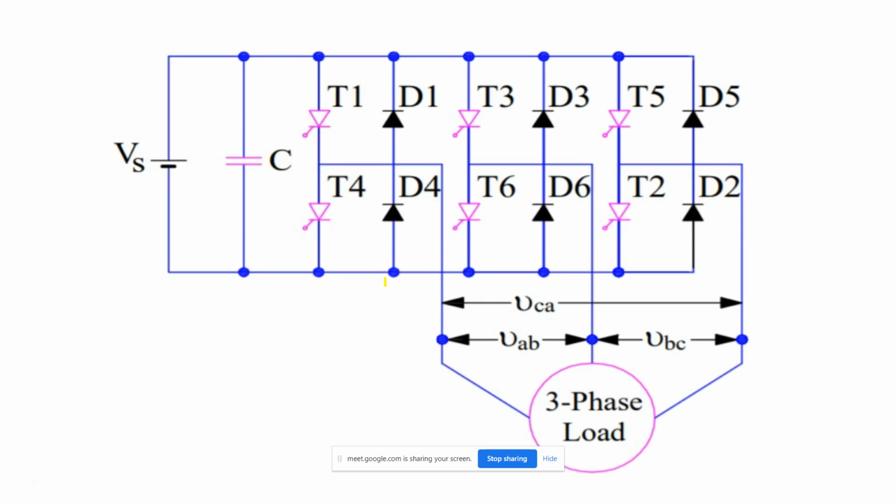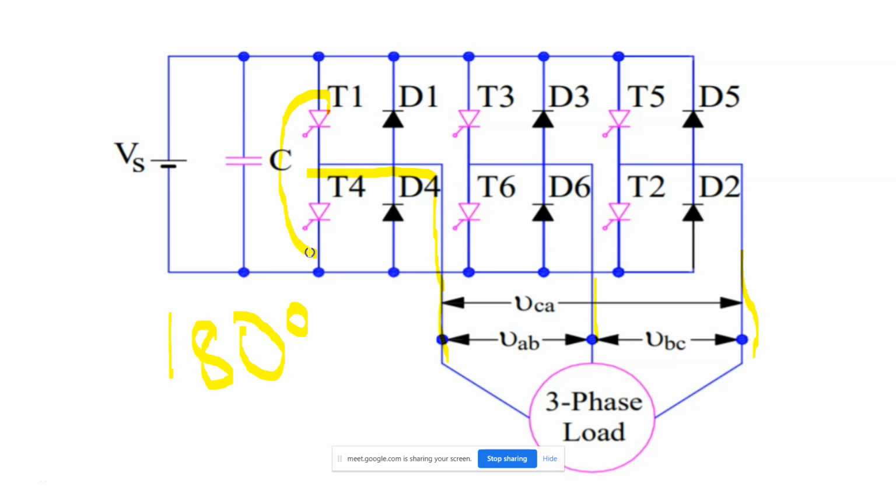As the name suggests, each thyristor will be conducting for 180 degrees. Since this is a three-phase inverter, we have three phases, R, Y, B. Each phase is connected to a leg of thyristors.